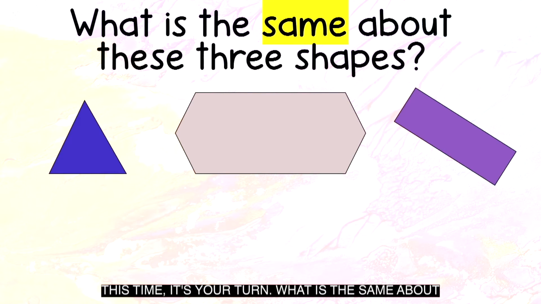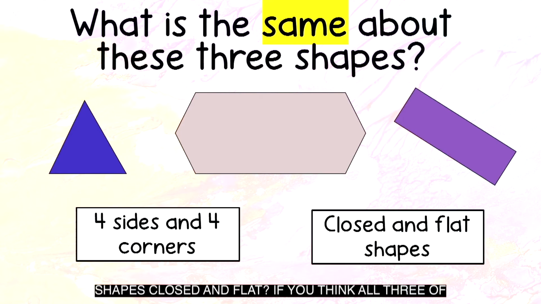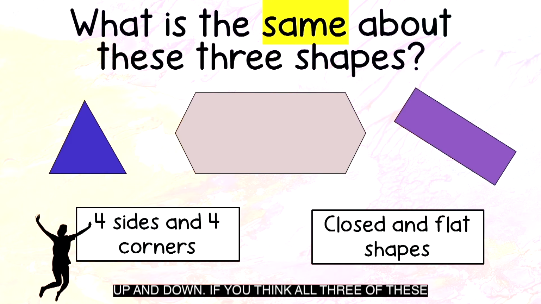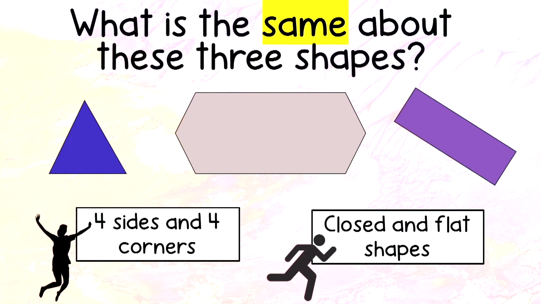This time, it's your turn. What is the same about these 3 shapes? Do all 3 shapes have 4 sides and 4 corners? Or are all 3 shapes closed and flat? If you think all 3 of these shapes have 4 sides and 4 corners, jump up and down. If you think all 3 of these shapes are closed and flat, run in place. Go ahead and show me what is the same about these shapes by voting with your body.